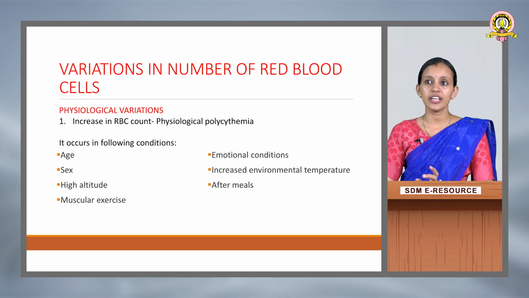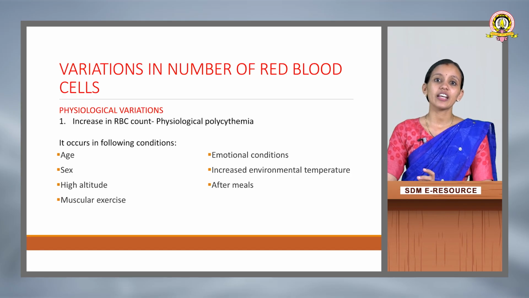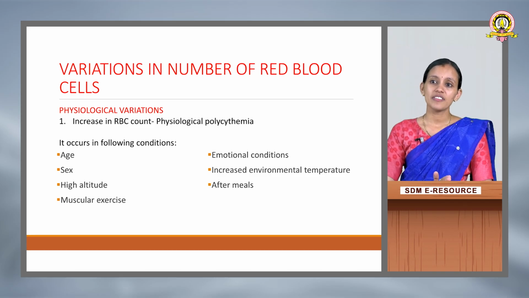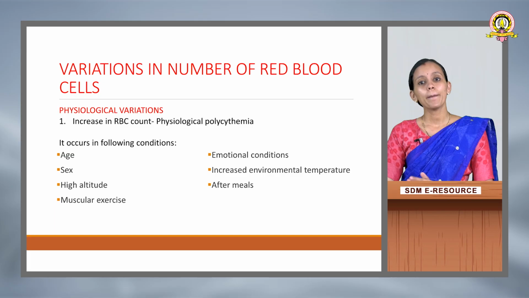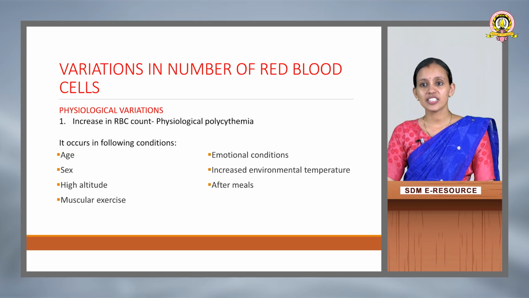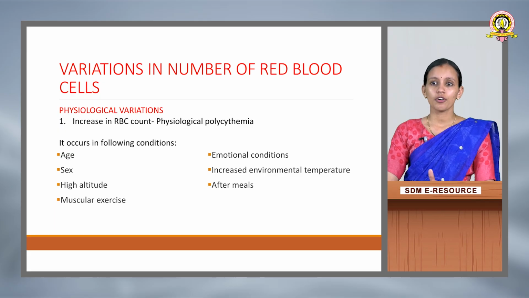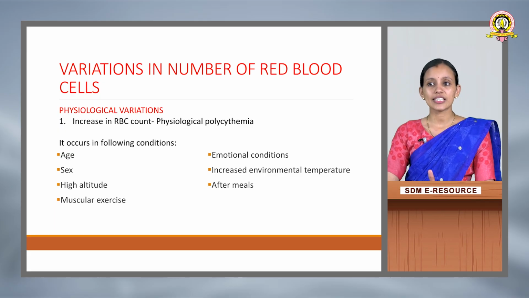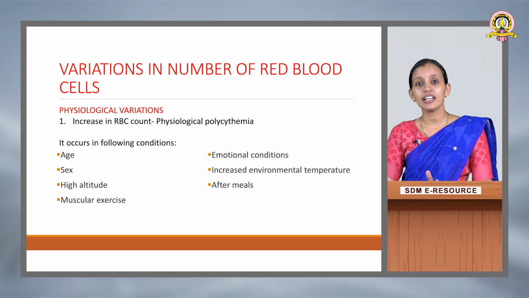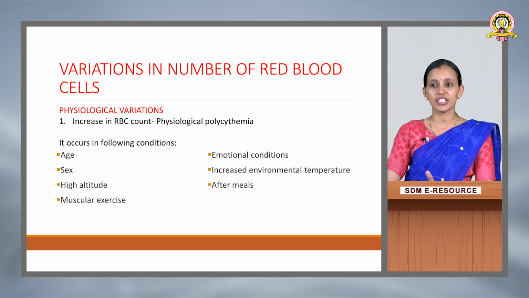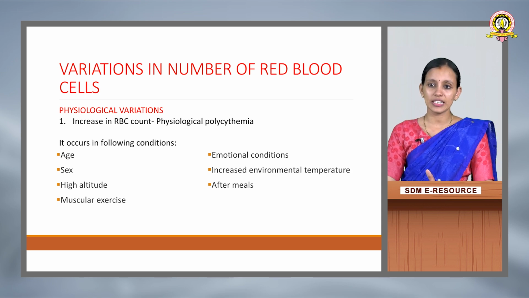Next, we will see the variations in the number of red blood cells. Here we have two parts: physiological variations and pathological variations. First, let us discuss the physiological variations. First is the increase in RBC count. It is also called physiological polycythemia. An increase in RBC count in physiological conditions can be seen in the following conditions.